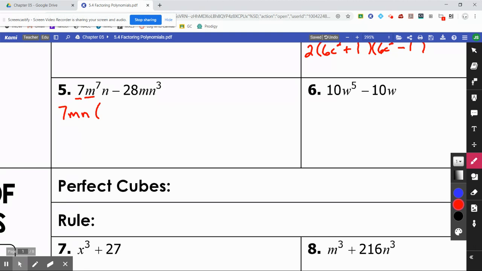I need 7 m's. I have 1 on the outside, so I need 6 on the inside, and I need a single n, and it's on the outside. Minus 7 times the 4 gives you 28. I need one m, it's out here. I need 3n, so I need 2 more on the inside.